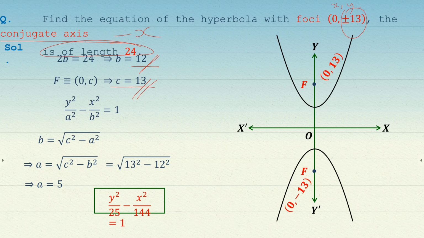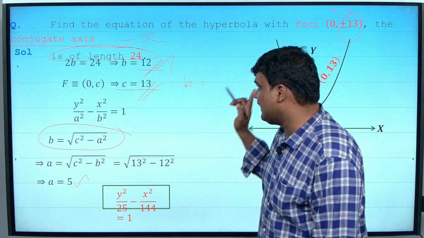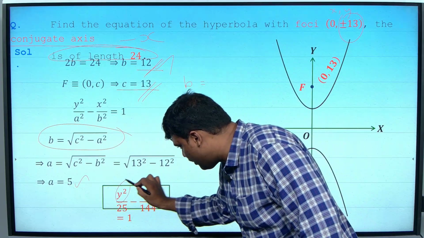What is the relation? It's the same relation only. B is equal to square root of C square minus A square, so same thing, A square equal to B square plus C square. Using this we can find the value of A. Now I know A, I know B. So just substitute in the equation. Don't forget, since the transverse axis is the Y axis, the first thing I want to write is Y.